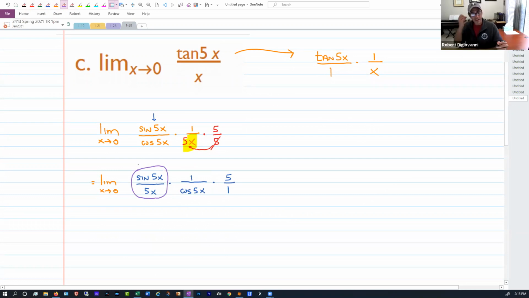Now when we take the limit, where's that going to go? 1. Okay. Times, now real careful here, cosine of 5 times 0. Cosine of 5 times 0 is cosine of 0, and cosine of 0 is 1. So this is just becoming 1 over 1. That's what this one is. And then times 5. So at the end of all of this, the answer is just 5.